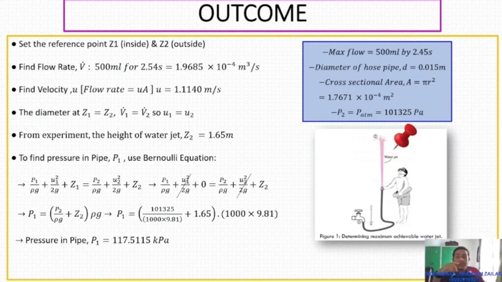Next, the height of water jet measured for the experiment is 165 cm or 1.65 meter. Finally, to find the pressure in pipe P1 using the Bernoulli equation as shown. Velocity is the same, so it can be cancelled out at both sides. The reference point Z1 equal to 0 also can be cancelled out. So here is our final equation. The pressure in pipe P1 is equal to 117.5115 kilopascal.